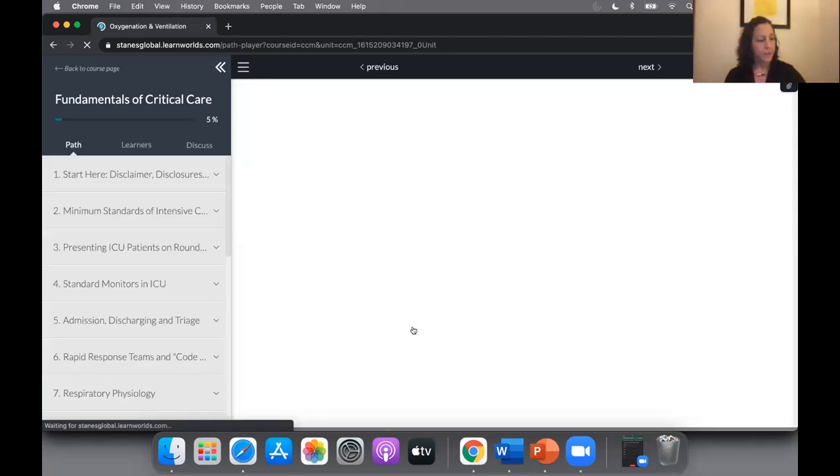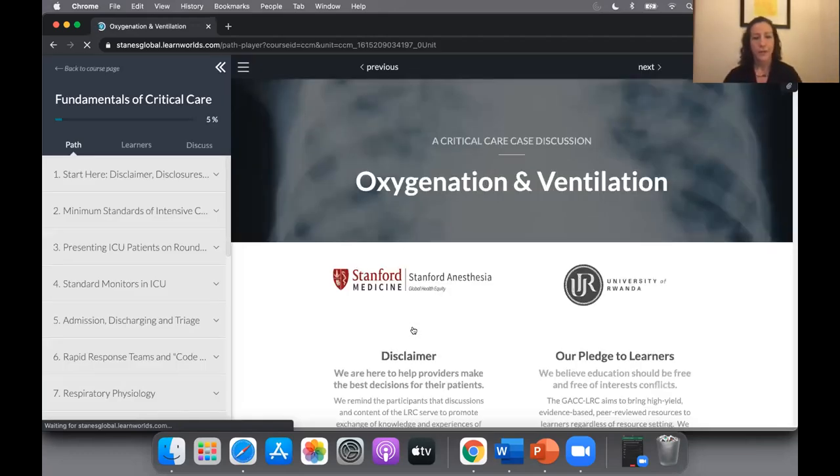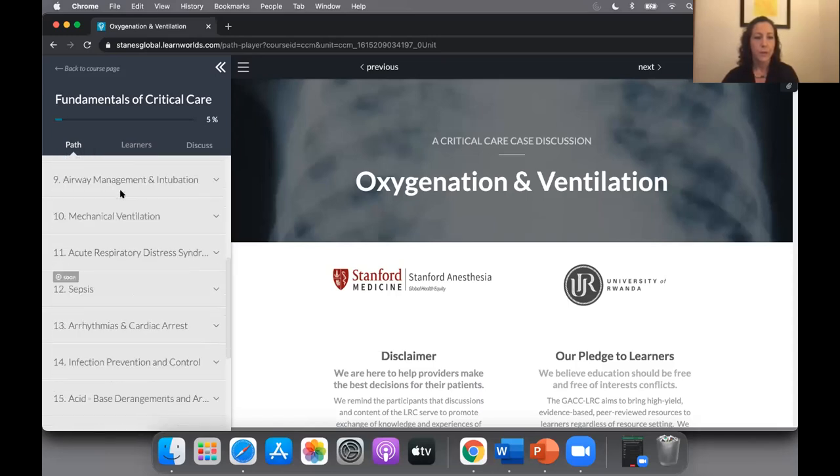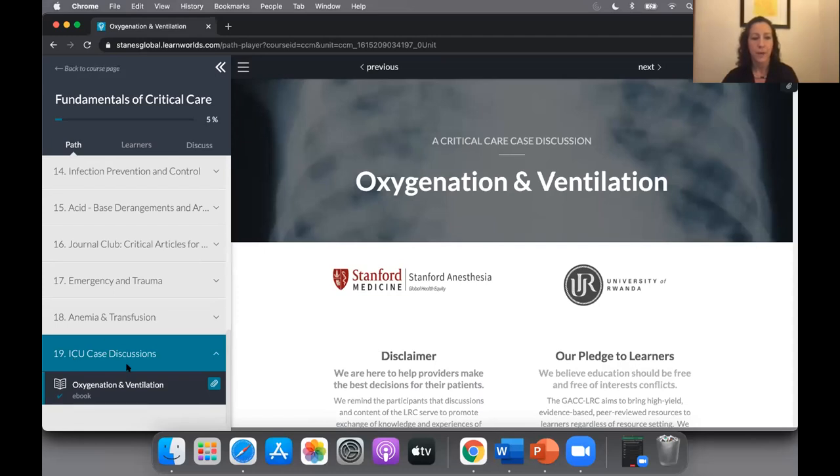So because I clicked on the oxygenation and ventilation module, it takes me directly there. You can see on the left, there's a navigation pane. So all those other modules are listed. And you can see we're down here in module 19, ICU case discussions. You can also see there are three tabs here.